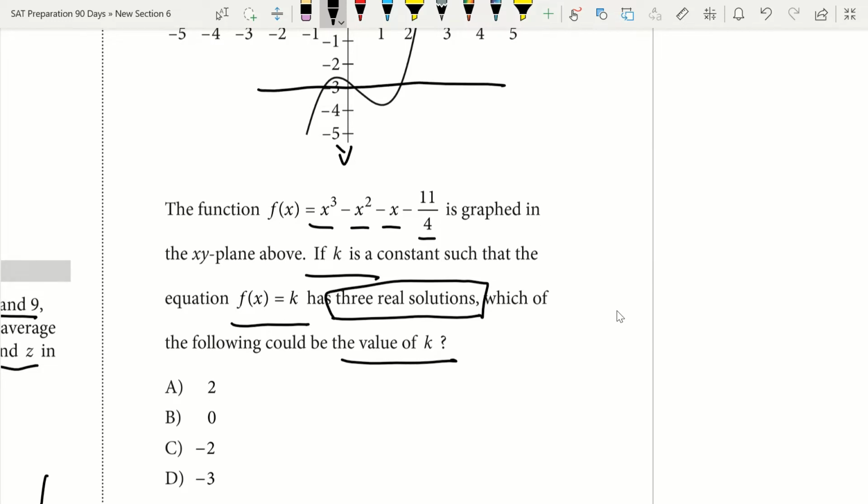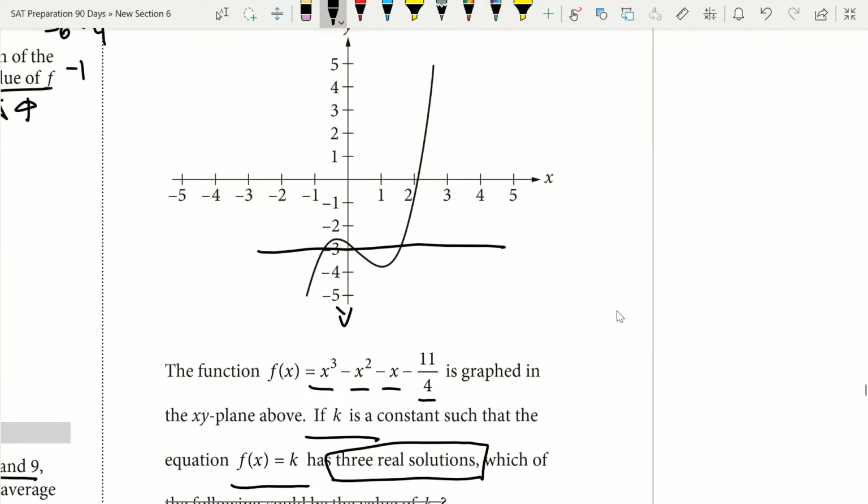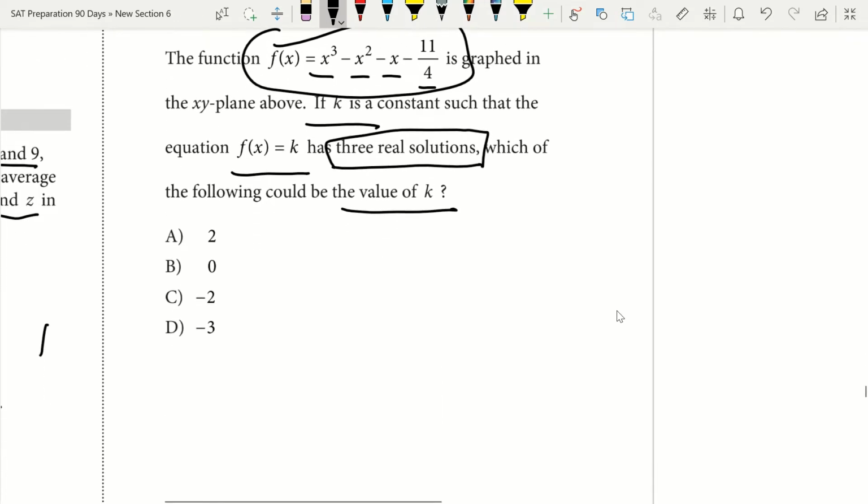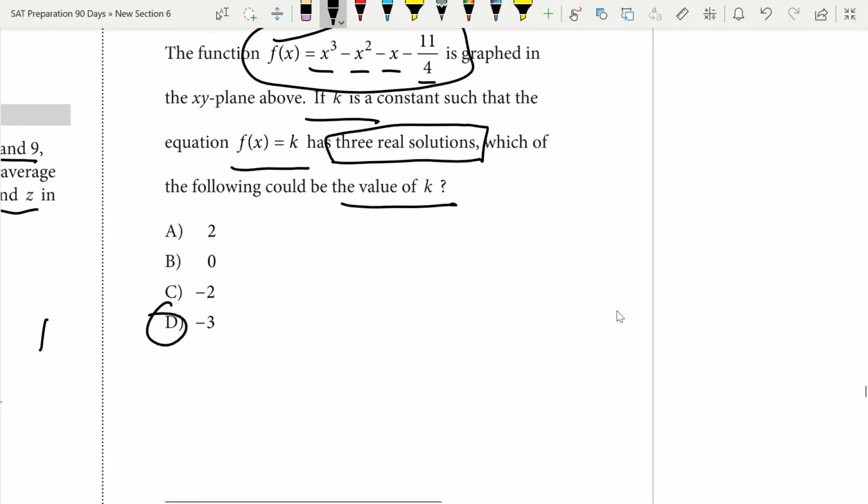So I need this graph of f of x right here, this big equation, which is already graphed in this plane, to cross my constant 3 times. I see I got 1 cross here, 2 cross here, and 3 cross here. So that y value there needs to be negative 3. Okay, so k then has to be negative 3. So the answer there is going to be D. That one right there is a very, very easy question.